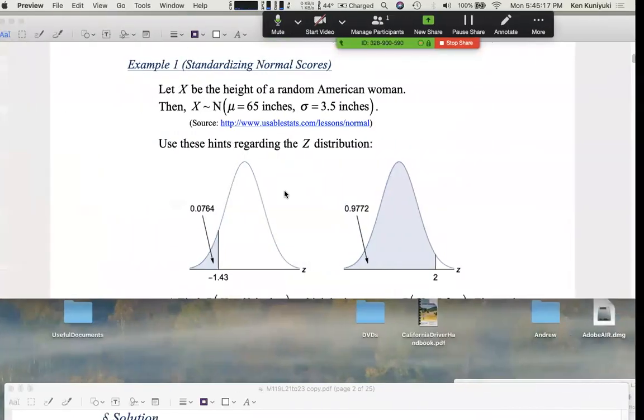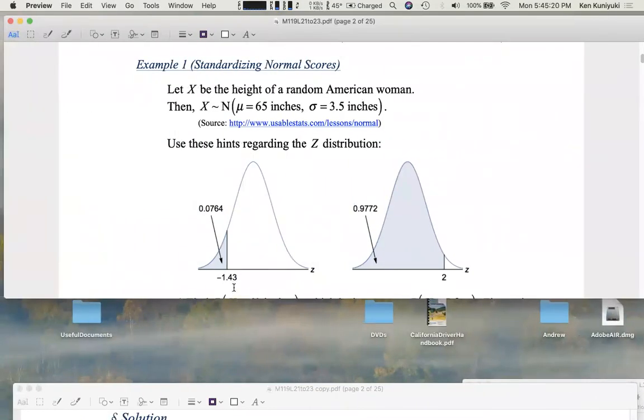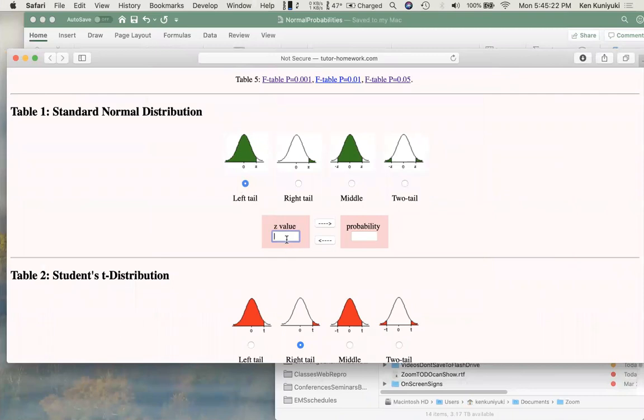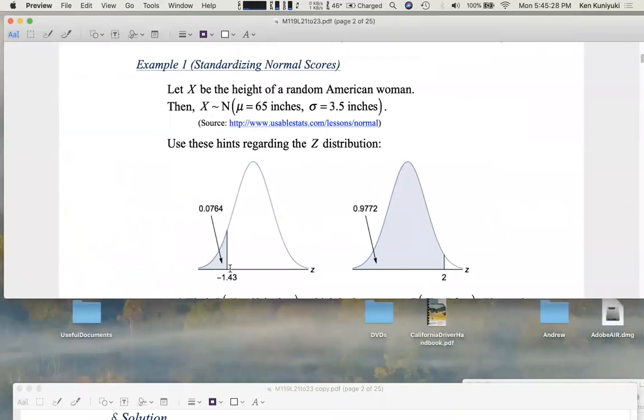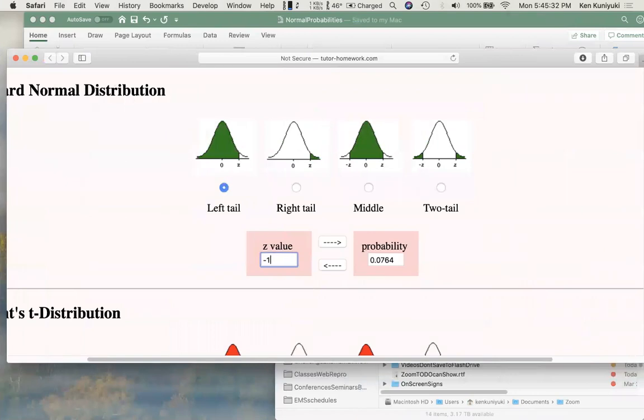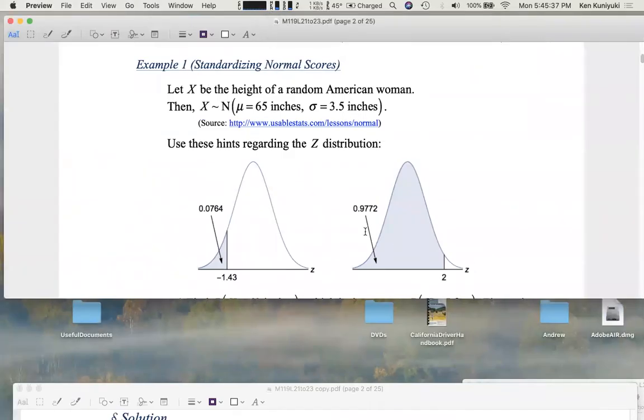So what's the left tail probability for negative 1.43? Left tail, negative 1.43, go to probability, and we see 0.0764, which is verified here. For z equals 2, we get 0.9772. So that verifies this value over here. Two key hints. As you do your work for this example, make sure that you connect up with these hints. Otherwise, you've made a mistake.